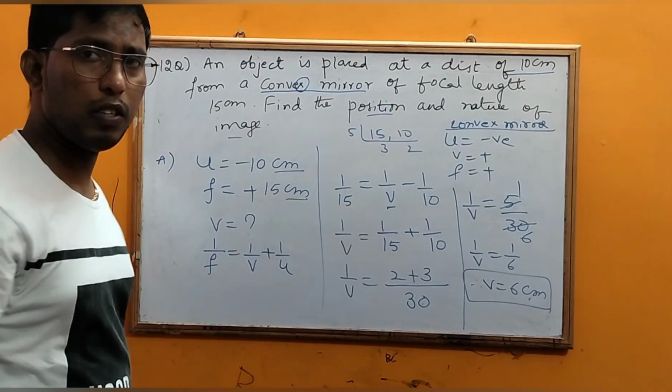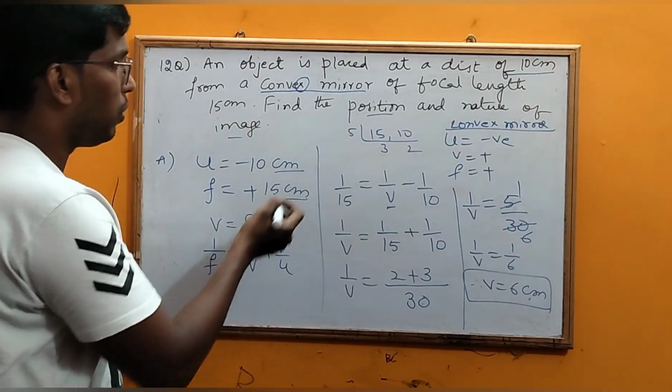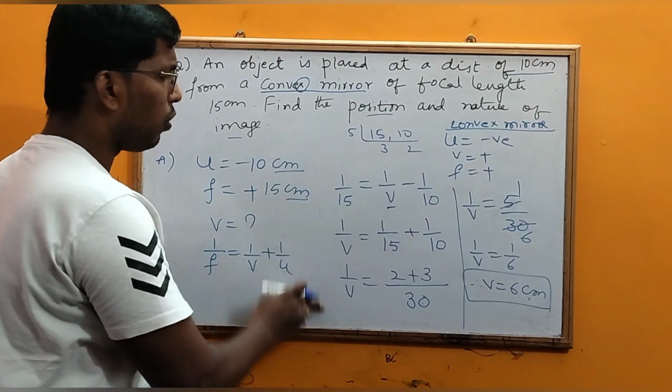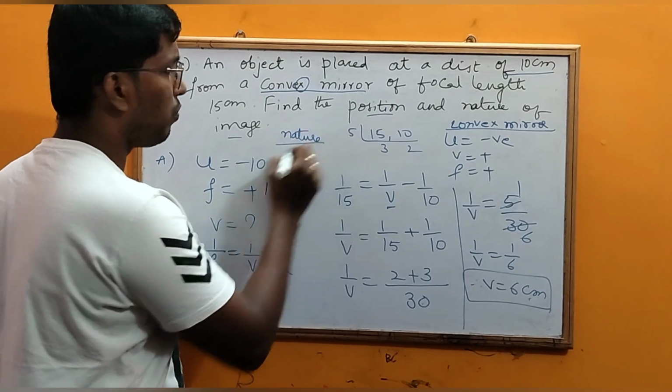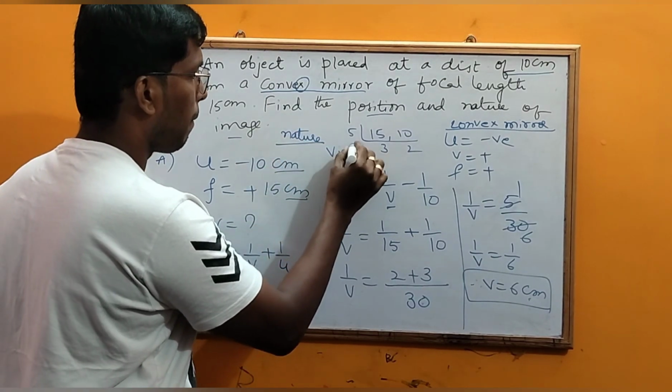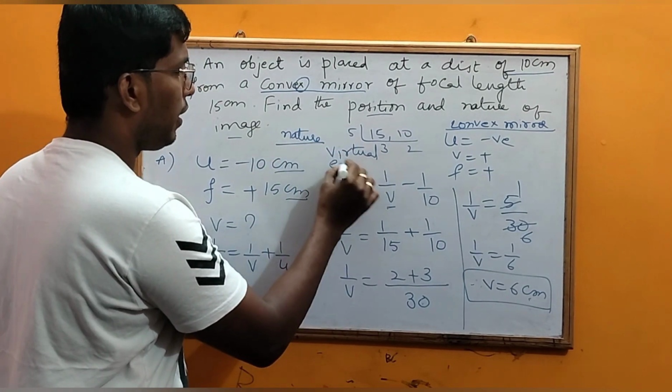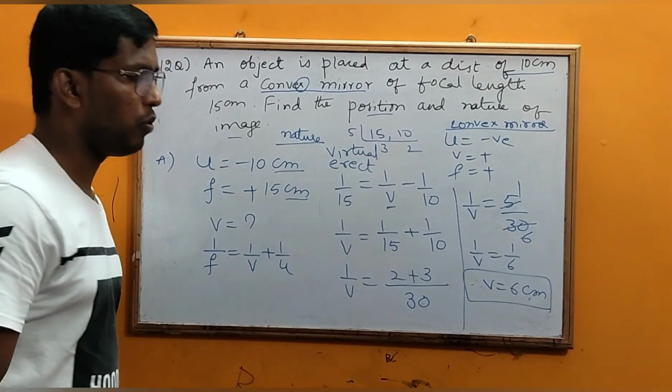Image position is 6 centimeter, and nature, very simple to write the nature because it's a convex mirror. So convex mirror, what will be the nature? It always forms a virtual image and erect image. Okay, virtual, erect.